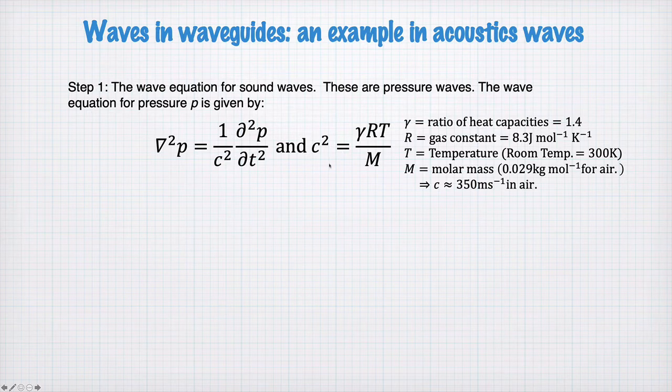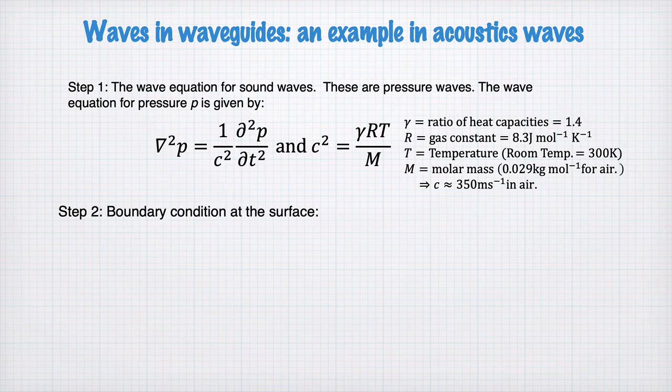And c squared, the square of the velocity, is given by this ratio of gas constants, heat capacities, temperatures, molar mass, and for air it comes out to be about 350 meters per second at standard room temperature and pressure. That's a wave equation. So step 2, we need a boundary condition at the surface, as I've already mentioned.